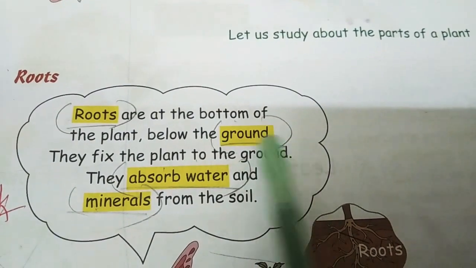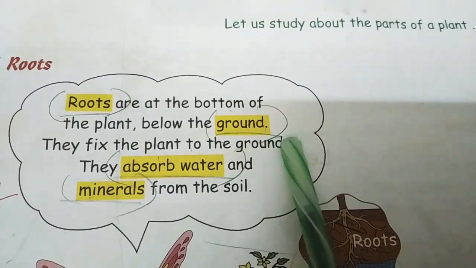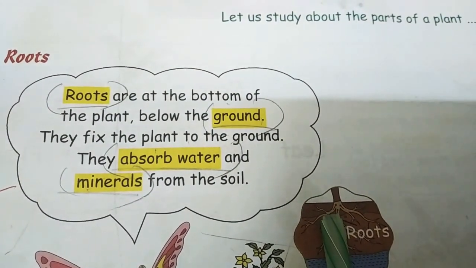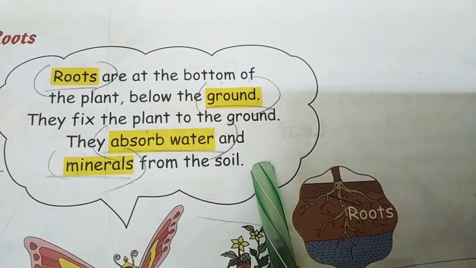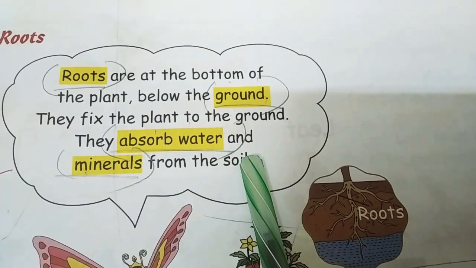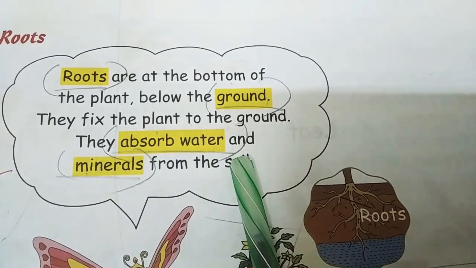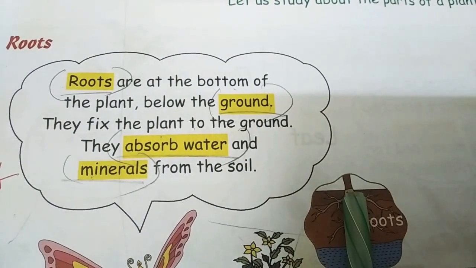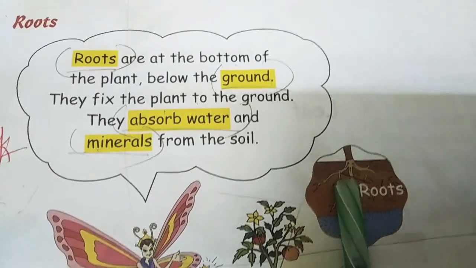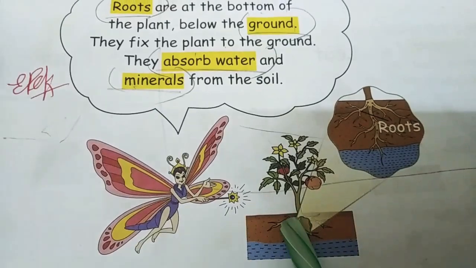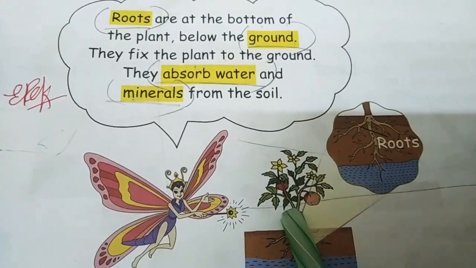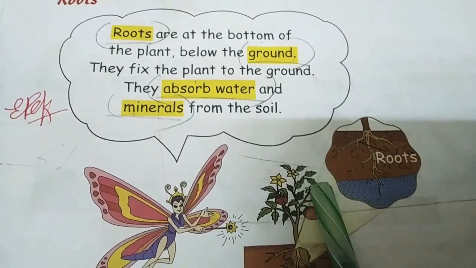Now below the ground, they fix the plant to the ground. They hold the plant, right? They absorb water and minerals from the soil, right? As I said during the previous classes, we pour water in the soil where the root is, right? So here you can see this is the root part and this is the stem and leaf, other parts of the plant.